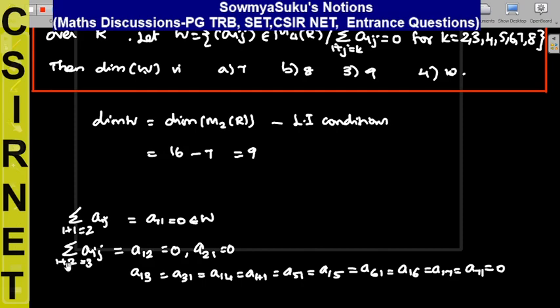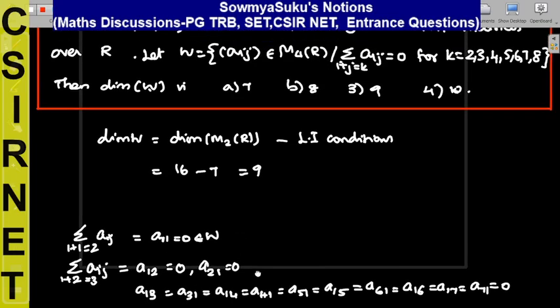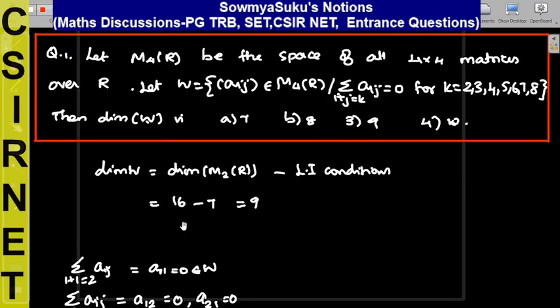Similarly, 1 plus 2 is equal to 3. Right? Aij, which is A12, that is 1 plus 2, that means it is also equal to 0, or 2 plus 1 is also equal to 0. Similarly, you can see for A13, A31, A14, etc. So the possibilities are 16. Okay. So 16 possibilities are there, minus the linearly independent conditions, k is equal to 2, 3, 4, 5, 6, 7, 8. That is 7. Right. So which is equal to 9. So option 3 is the right one.